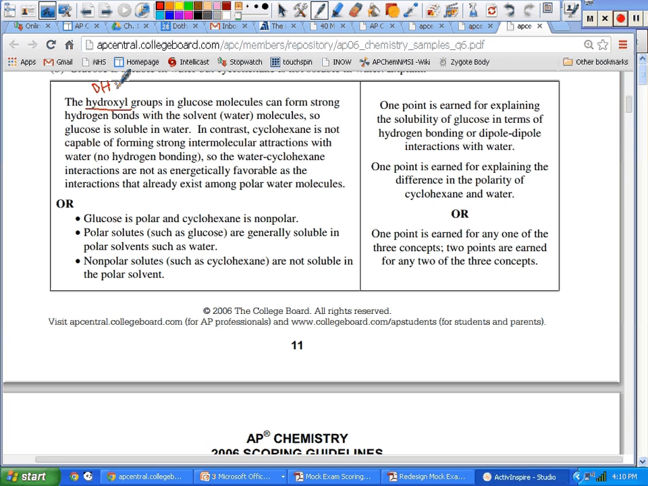The hydroxide group in the glucose molecules can form strong hydrogen bonds with water. We should be able to recognize that at least it's going to get hydrogen bonds. So glucose is soluble in water. In contrast, cyclohexane is not capable of forming strong intermolecular attractions with water. Why? Then it goes into not as energetically favorable interactions. Something crazy. But all that it boils down to is that right there. Water's polar, cyclohexane is non-polar. So glucose is polar and cyclohexane is non-polar. Polar solutes are generally soluble in polar. Non-polar are not.